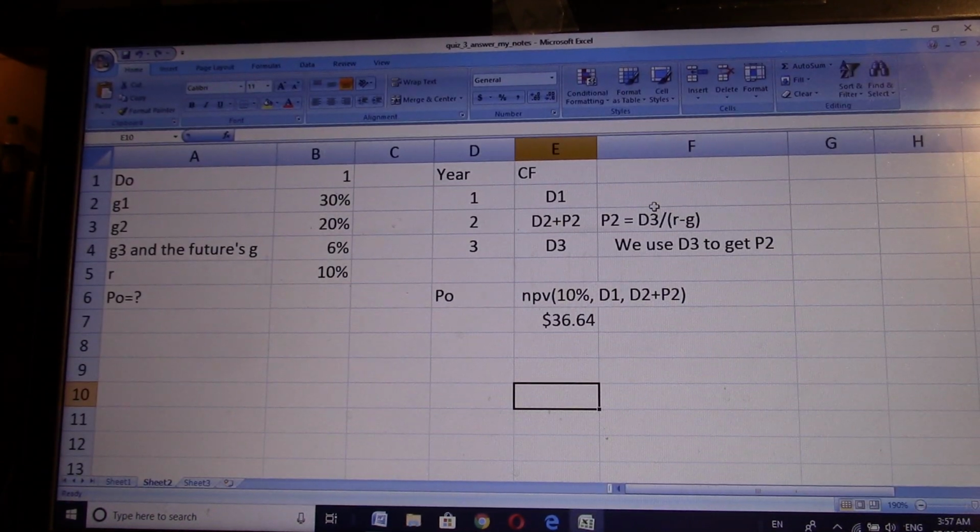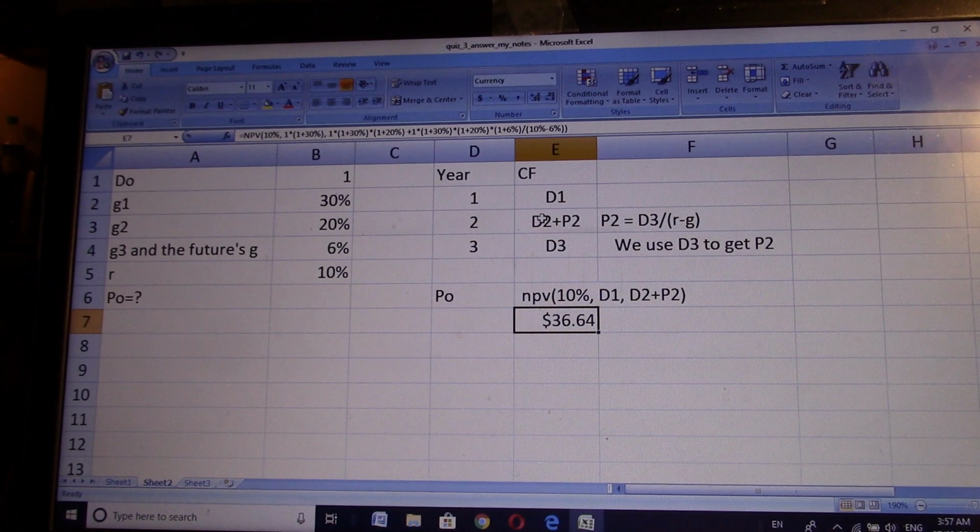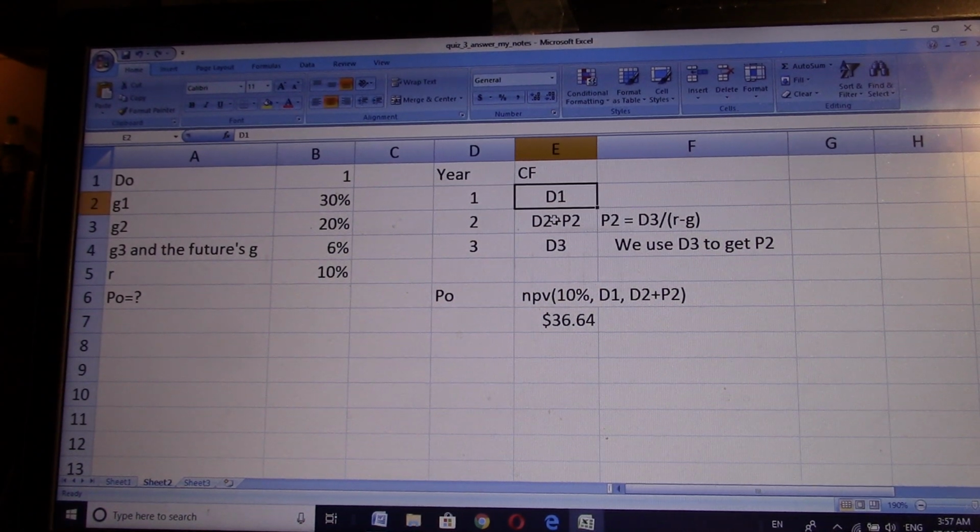In other words, you can use NPV once you know the cash flows of dividends in year 1 and year 2, and also the price you can figure out by the end of year 2. So your cash flows will be D1, D2 plus P2. After year 2, you sold the stock at P2, so you don't have any cash flow anymore for the stock.